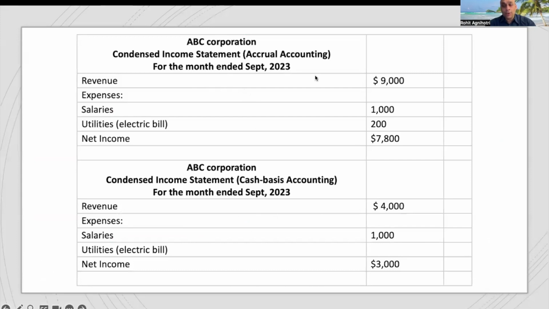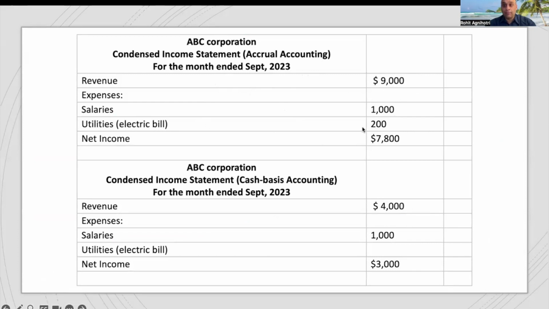But when you come to accrual accounting, you will see we are going to record every business transaction, irrespective of the fact whether cash exchange took place or not. So revenue is $9,000. $4,000 was in cash, $5,000 was on account, but we still recorded it. Salaries, $1,000. Obviously, you paid cash in this one, you will still record it.